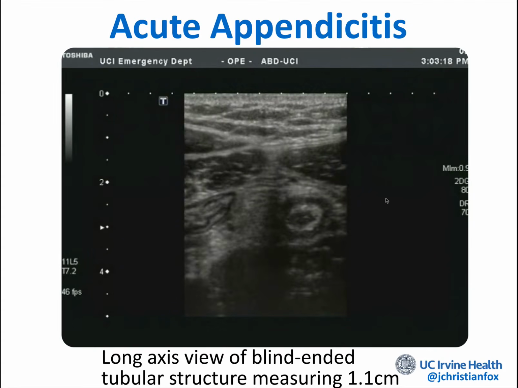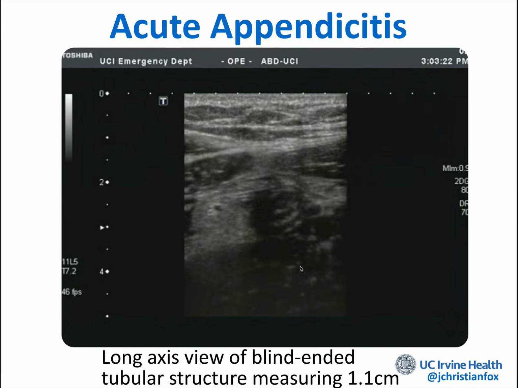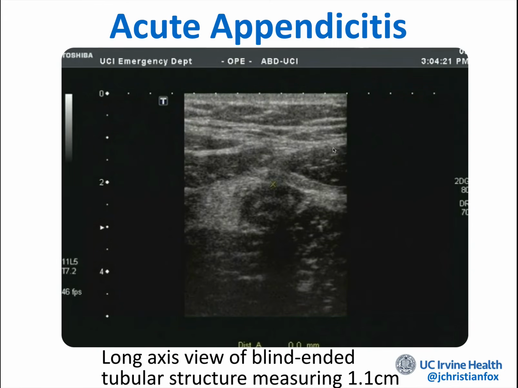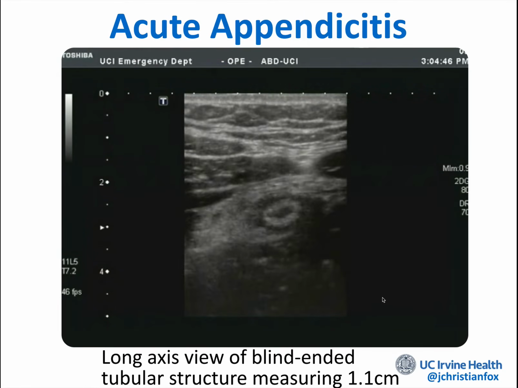Here's another example of acute appendicitis. This one actually shows appendicitis. Here's the appendix down here. The psoas muscle is down here, abdominal wall musculature up here, and as we're compressing, we see this non-compressible tubular structure actually measures almost a centimeter, 9.7 millimeters in its diameter. So that would be a positive appendicitis there.